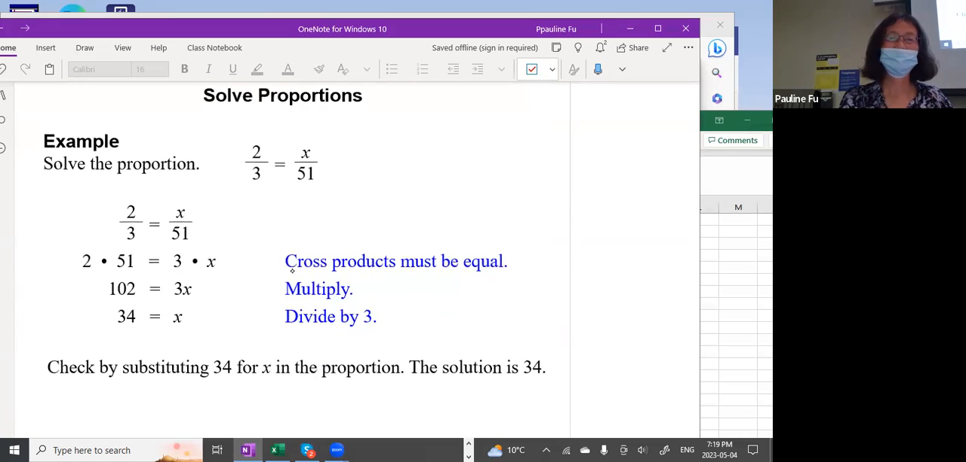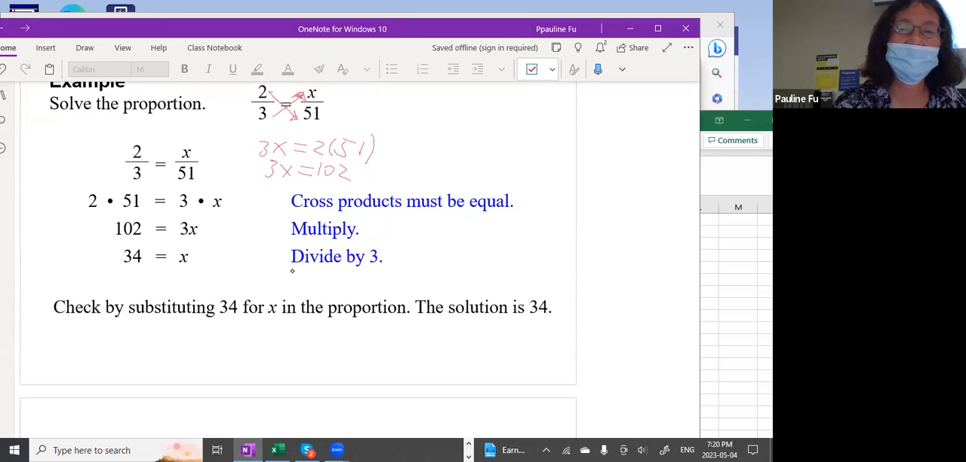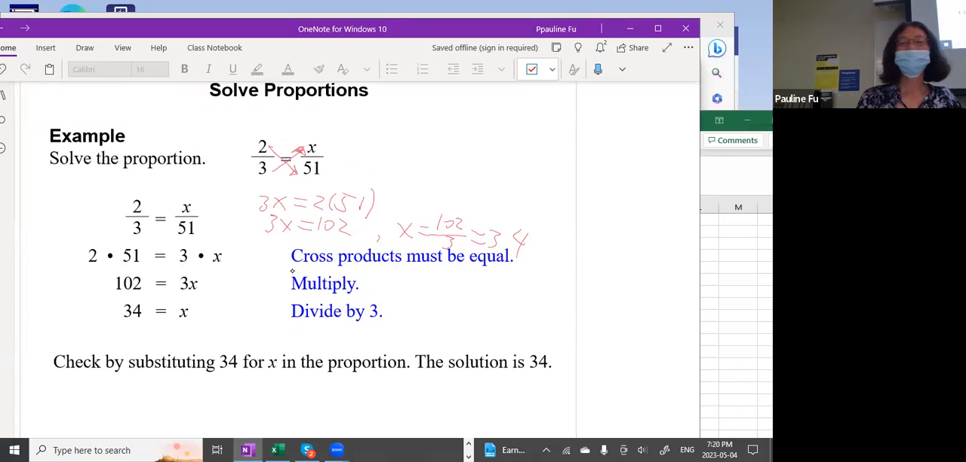Okay, now solve the proportion. First, you use the multiplication rule. 3 times x equals 2 times 51. And then 2 times 51 is 102. And then solve for x. x equals 102 divided by 3, which is 34. Questions?